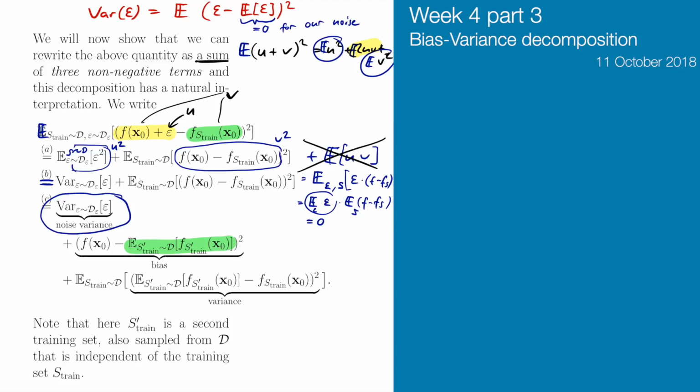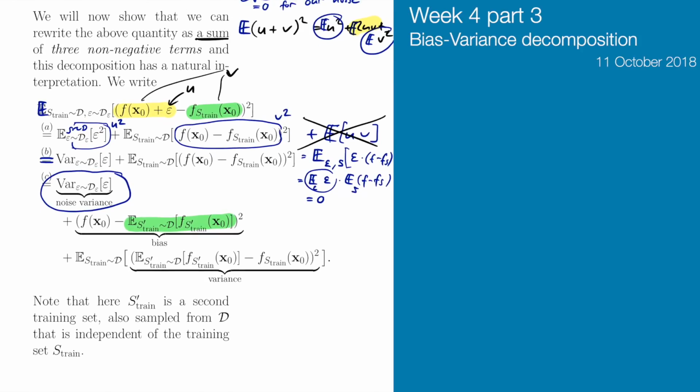But let's see, I haven't defined yet what this S prime is. What we're actually going to do is add an additional term in the middle to arrive at this sum here. But for now, don't worry too much about S prime. This is just, again, any training set of the same size. I will care about the expectation of this f, if I train my f on S prime.